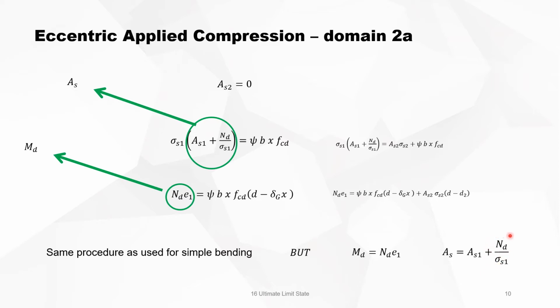You will see here the physical meaning. If you have a normal force acting on the section, then your needed reinforcement is lower because of a term, your normal force divided by the stress. The contribution of the normal force makes that you need less reinforcement. So you can see it clearly in this equation.